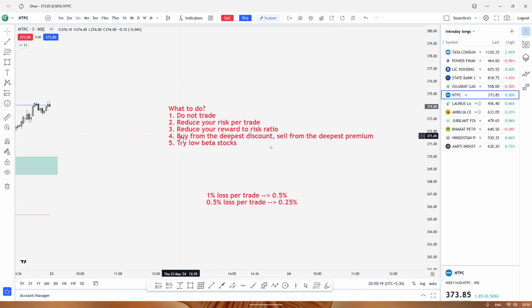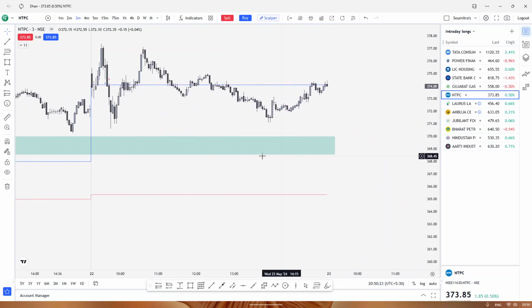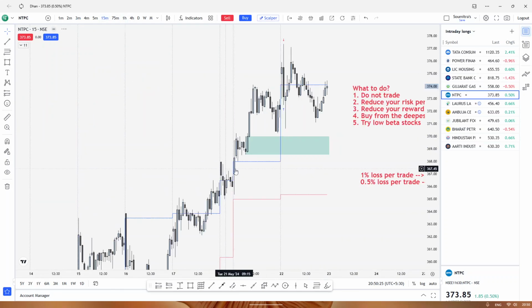Then the fourth point is buy from the deepest discount, sell from the deepest premium. So here, what is the deepest discount? We have already marked this fair value gap, order block here. So just take an oath that when price comes here and gives a market structure shift or shows any kind of bullish intention, then only we will take a trade. We will not take any trade in between from here to here.